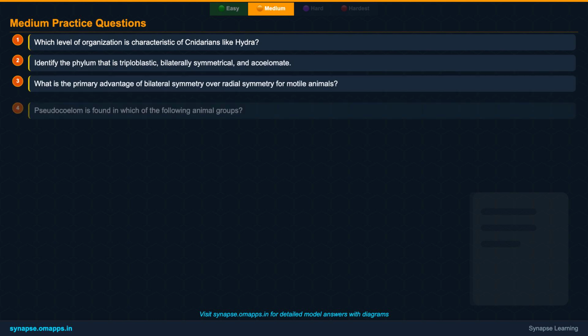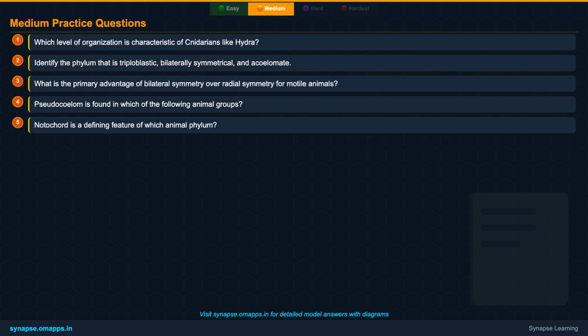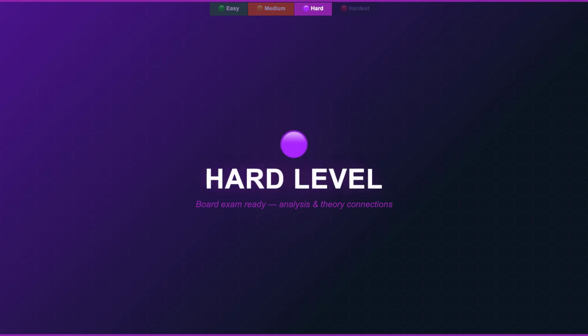Now, challenge yourself with these 5 medium-level practice questions. They require a slightly deeper understanding of the concepts we've just covered. For example, identify the level of organization in cnidarians, or the phylum that is triploblastic, bilaterally symmetrical, and acoelomate. Think about the advantages of different symmetries and where pseudocoelom is found. Take your time to analyze each option before selecting your answer. Ready to connect the dots?